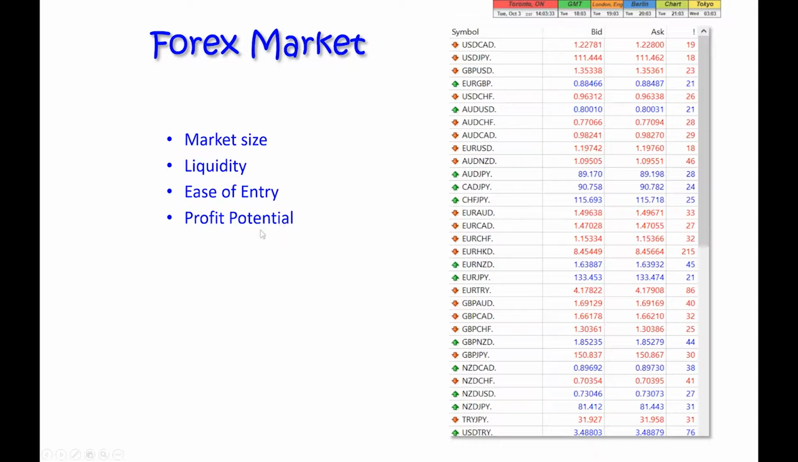If the prices are moving, sometimes they move very far, depending on the currency pair as well. Trading hours are 24 hours a day, 5.5 days a week, so it's a very open market. The leverage: this is the only market that gives you leverage of up to 500 to 1.